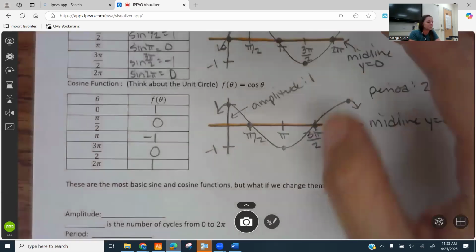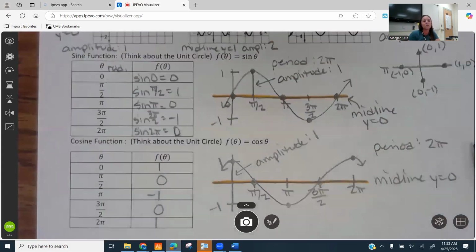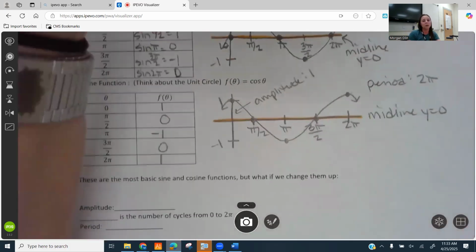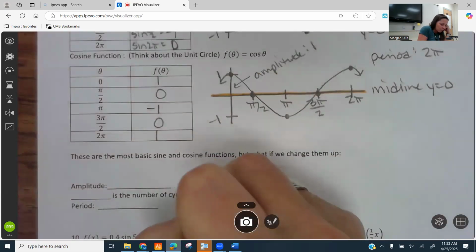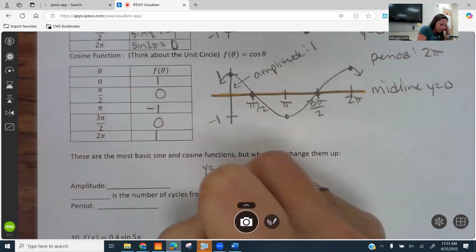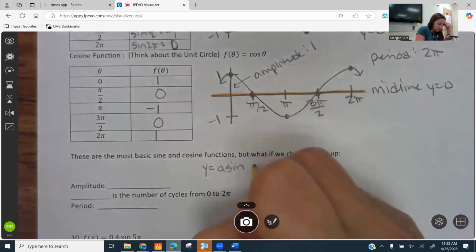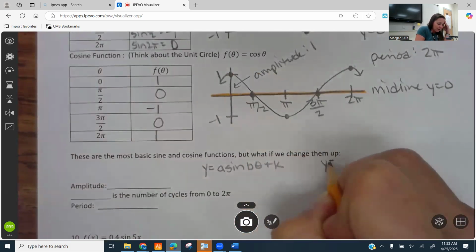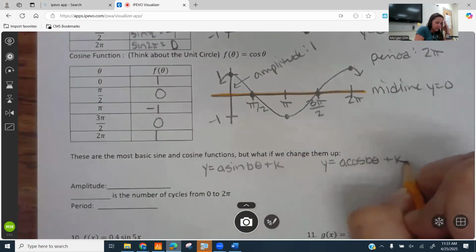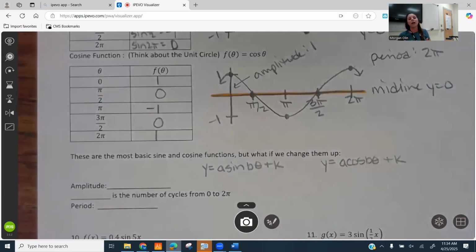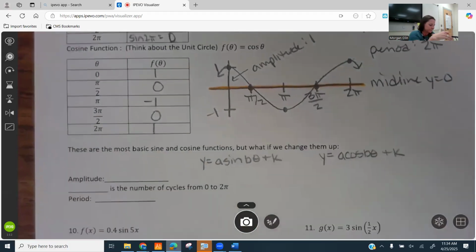Now, the two up here, sine theta and cosine theta, are the most basic forms of sine and cosine, but we can change them up. We can do y equals a sine b theta plus k, and we can do y equals a cosine b theta plus k. When you go to math 4 or pre-cal, they're going to add a few other things in there, but I'm just going to leave it like this for math 3. We've got these a's, b's, and k's in here.